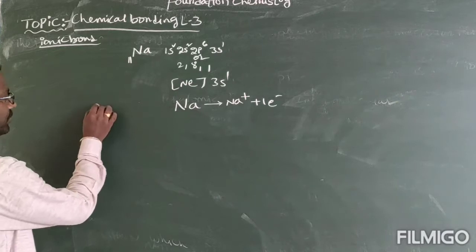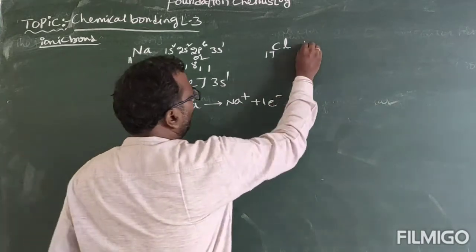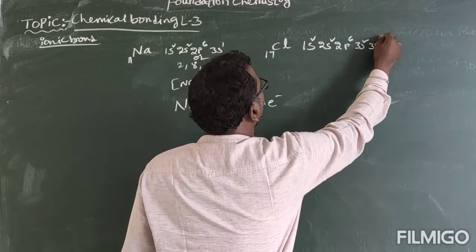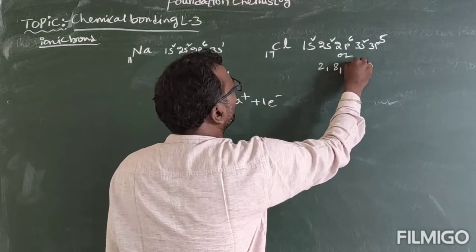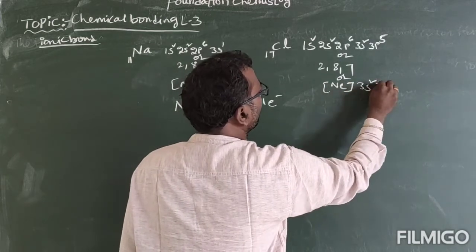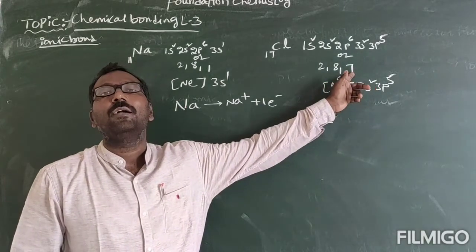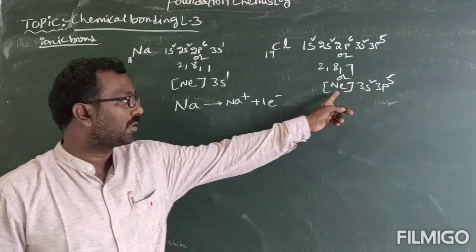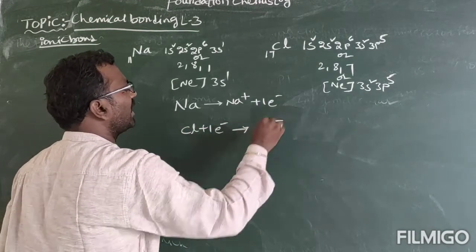Chlorine, atomic number 17, has the electronic configuration 1s2, 2s2, 2p6, 3s2 and 3p5, that is 2, 8, 7, or neon 3s2 3p5. See, it needs one more electron to get the noble gas configuration, 8 electrons in the valency shell. So it needs 1 electron, so this 1 electron will be taken and it forms Cl-.